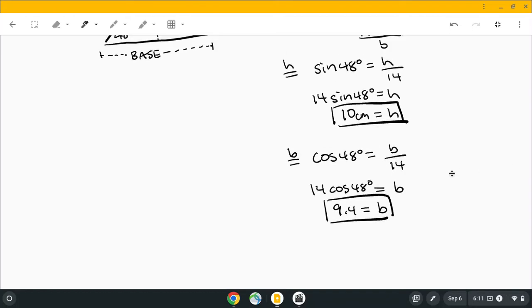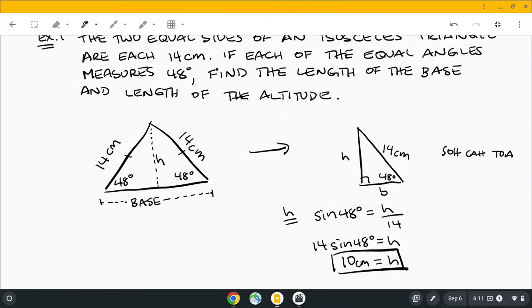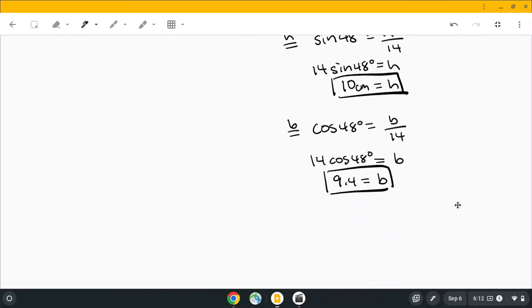Okay, so make sure you keep track of what the problem is asking for. So over here, it says find the length of the base and the length of the altitude. So here, the altitude, we called it h for height. We found that. Did we find the base? We solved for a lowercase b, but did we find the base? No, we only found half of it, okay? All right, so let's go ahead and take a look here. So we only have half of it.